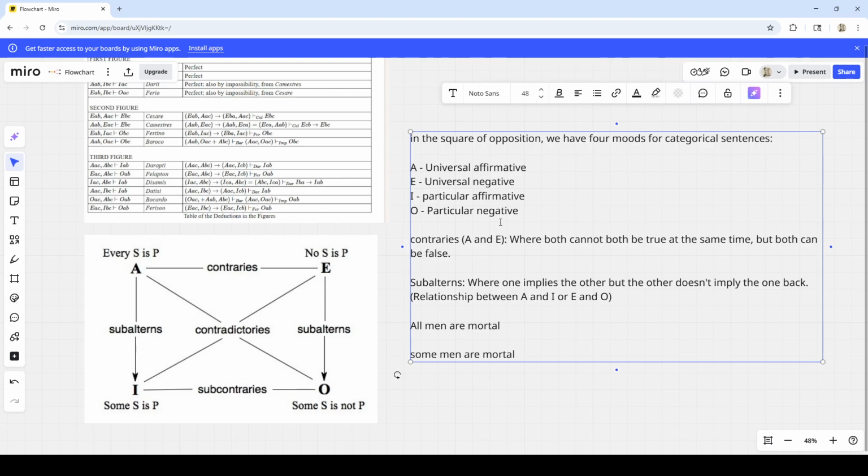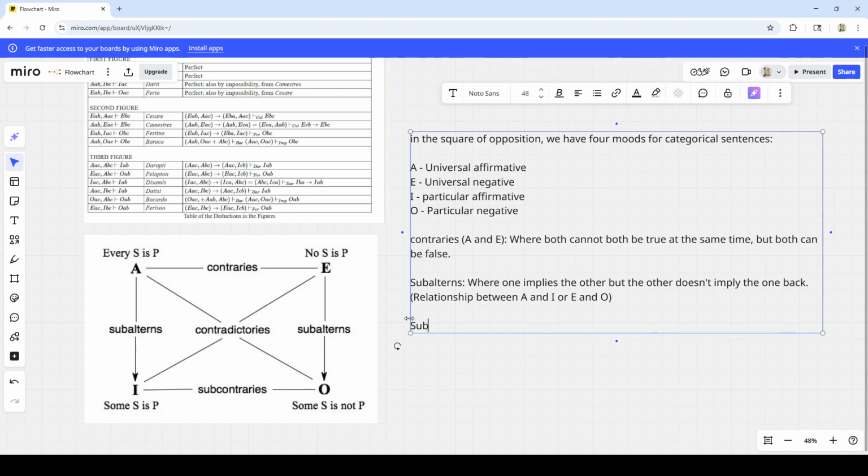But if I just went from "some men are mortal," I cannot just say "all men are mortal," because that's a huge leap. You see, first I'm reasoning from the universal to the particular, but I can't reason from the particular to the universal without, obviously, some induction. But this is classical syllogism. So these are subalterns, where one implies the other, but the other one doesn't imply the one back. So A implies I, but I doesn't imply A back.